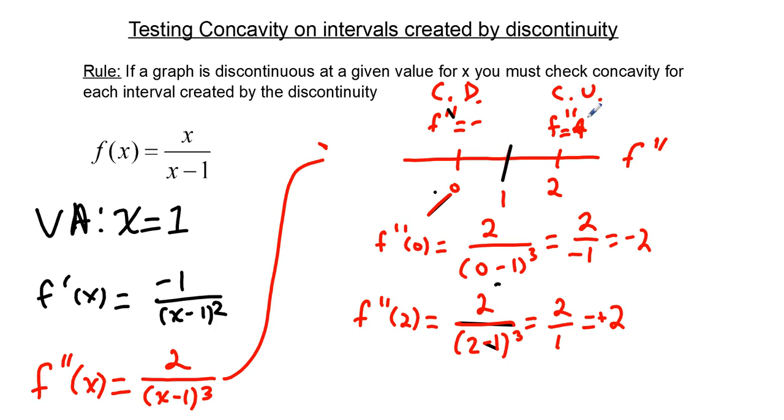So now, that's how you can test for concavity around a discontinuity such as a vertical asymptote. I hope this clears things up a little bit.